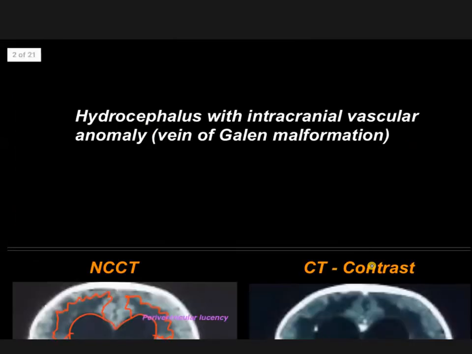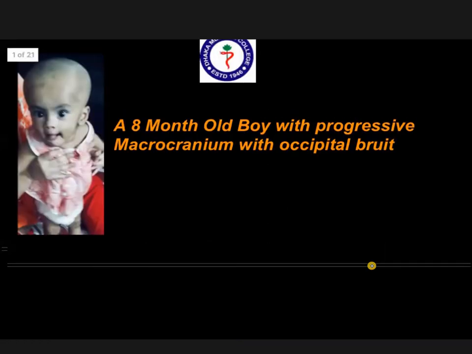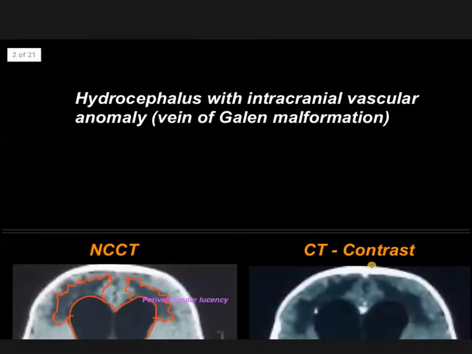So our provisional diagnosis was hydrocephalus. There was an occipital bruit on auscultation. So our diagnosis was some sort of intracranial vascular lesion, that could be vein of Galen, with features of raised ICP.